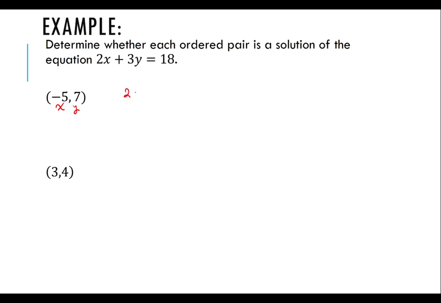So we have 2 times negative 5 plus 3 times 7. We get that 2 times negative 5 is negative 10. 3 times 7 is 21. And then negative 10 plus 21 gives us 11. And notice that the original equation said that 2x plus 3y has to equal 18. Well, we didn't get 18, right? We got 11. So this is not a solution.